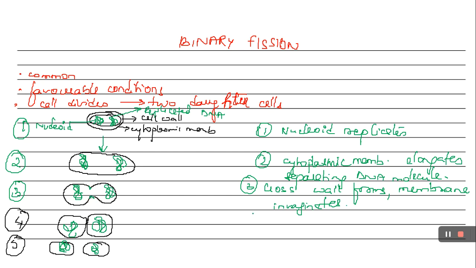Okay, now number 4 is the cross wall, which started to form in step number 3. It completes. Cross wall formation is completed. And in the 5th step, daughter cells are formed, which are now independent. Okay, so this is about binary fission, and this is about vegetative reproduction in bacteria.